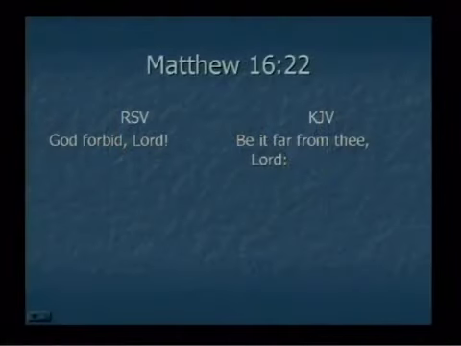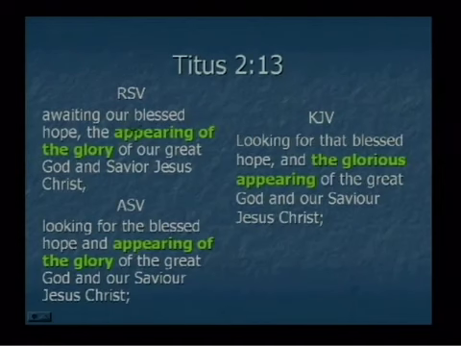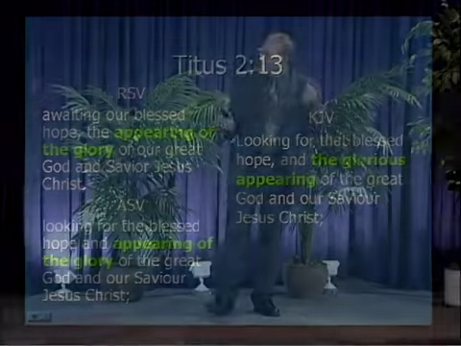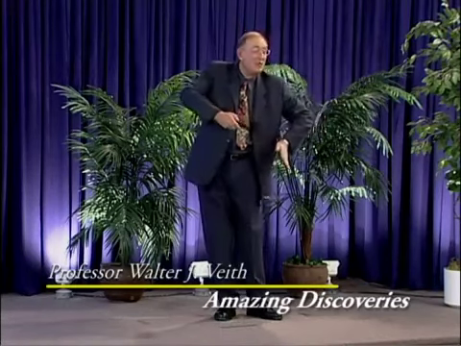Matthew 6:22. God forbid, Lord, far be it from thee, Lord. Slight difference, we won't go into the details. Titus 2:13. Awaiting our blessed hope, the RSV: the appearance of the glory of our great God and Savior, Jesus Christ. The ASV: looking for the blessed hope and the appearance of the glory of the great God and Savior, Jesus Christ. And the King James says, looking for the blessed hope and the glorious appearing of the great God and our Savior, Jesus Christ. Here Jesus is God. Here he has only the glory that God gives him. So he is subordinate to God in the RSV and the ASV.